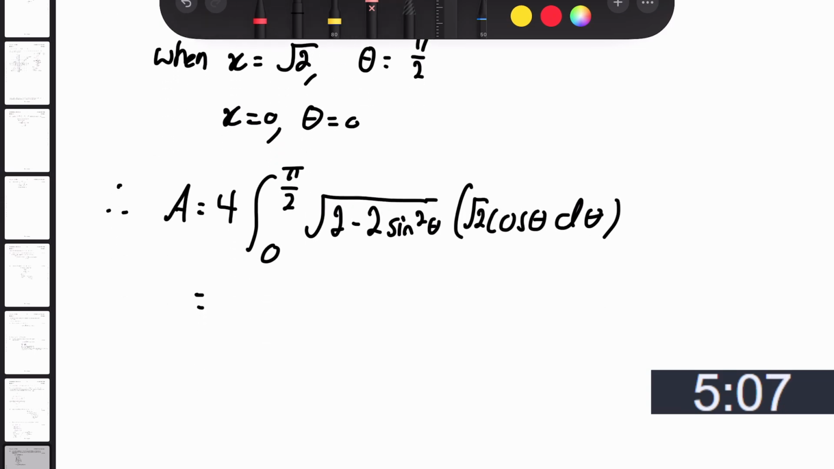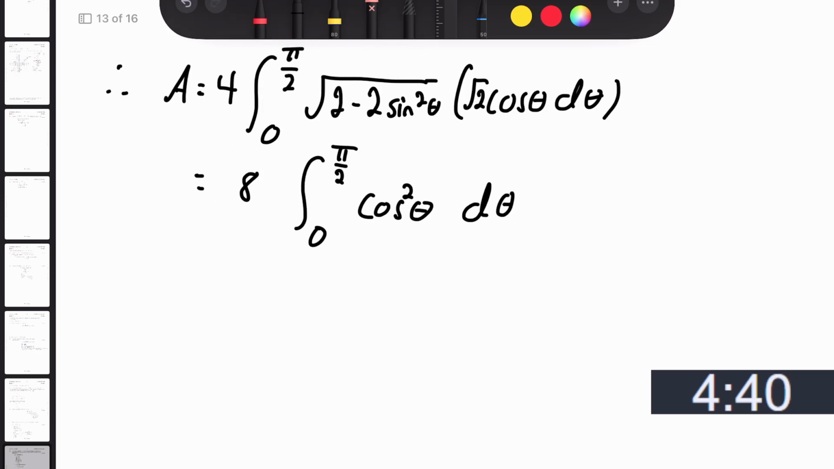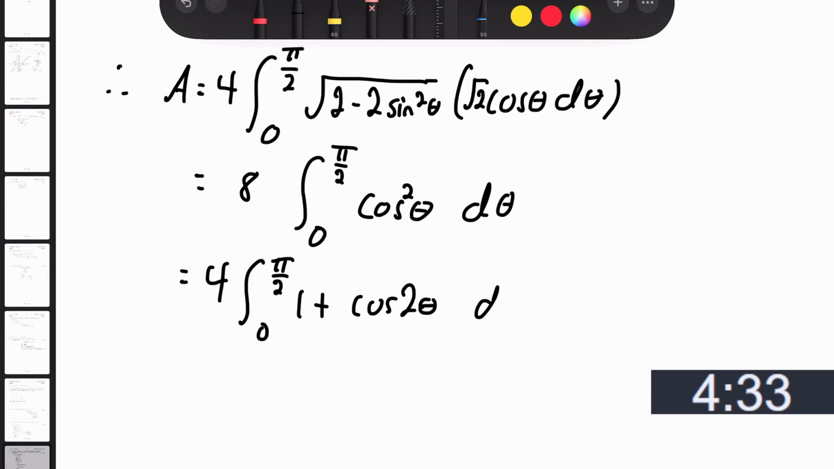So this is going to equal 4 square root of 2 integral from pi on 2 to 0. Actually, let's make this 8, because I'll bring this square root of 2 factor out of here, and then we also have a square root of 2, so times 2. So 8 cosine of theta squared d theta, which will be 4 integral from pi on 2 to 0 of 1 plus cosine of 2 theta d theta.